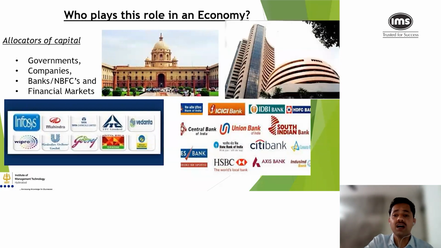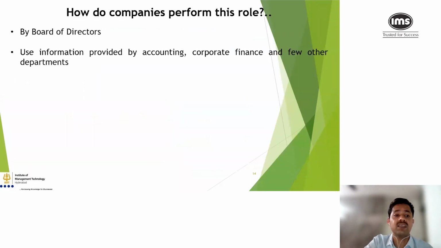So when we look at companies, who makes the decision for allocation of capital in companies? It's usually the board of directors of companies. Most of you would be aware that a company is run by its board, but obviously the board will not have the bandwidth to undertake the analysis at a very basic level. So they are assisted by whom? They are assisted by a team of accountants and corporate finance professionals.